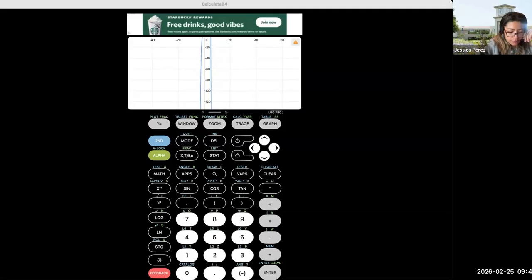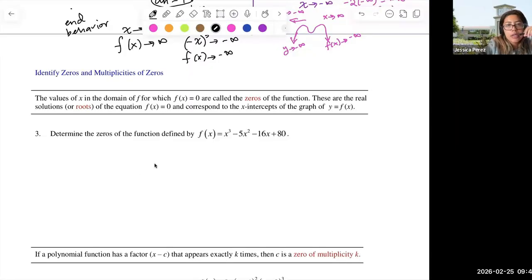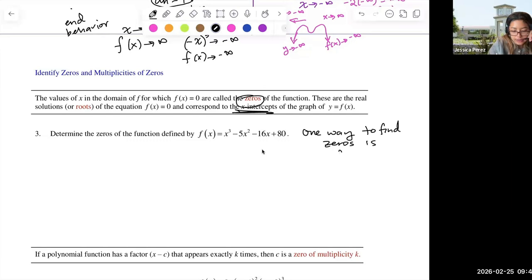Now, determining the zeros of the functions, defined for which f of x is equal to 0. When I'm looking at zeros, that means I'm looking for x-intercepts, how many times it crosses the x-axis. So determining the zeros of the functions defined by this third degree polynomial. So one way to find zeros is letting f of x equal 0 and finding x. So it's like you are finding your x-intercept. So 0 is equal to x cubed minus 5x squared minus 16x plus 80.